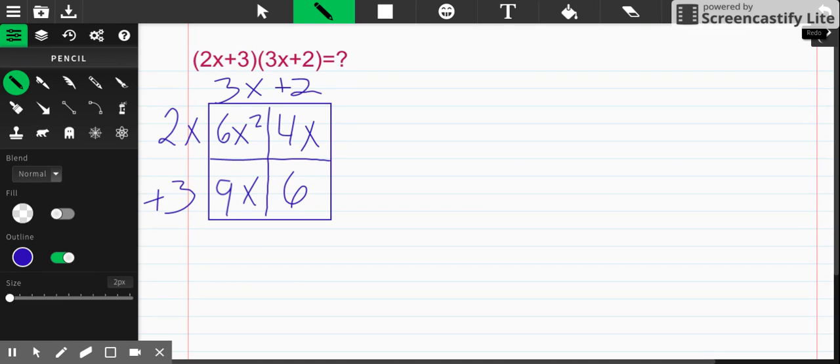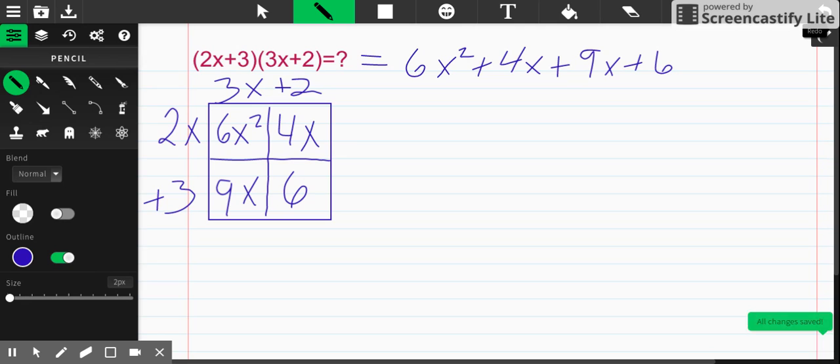So that is the area of all the little pieces. So now you put them together, and it gives you the area of all of it. This is called the area as a sum. So our original equation, 2x plus 3 times 3x plus 2, is equal to 6x squared plus 4x plus 9x plus 6. And then you're going to combine any like terms that you can get together.